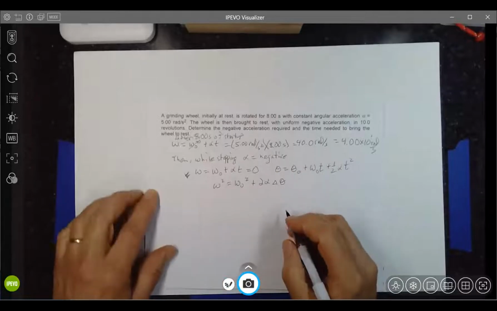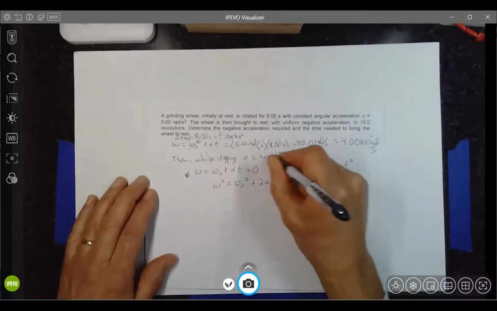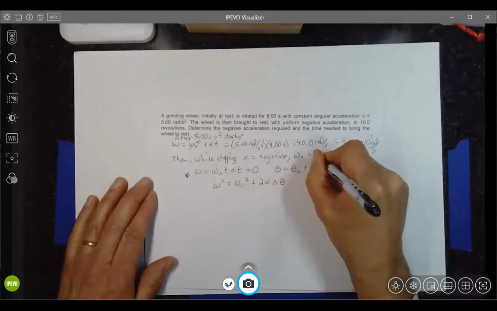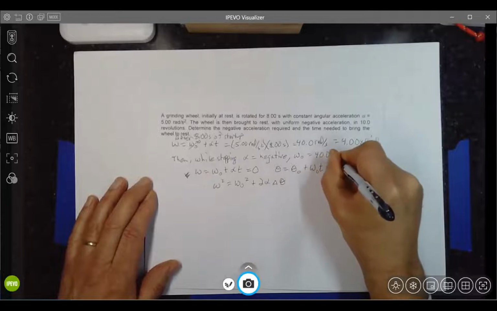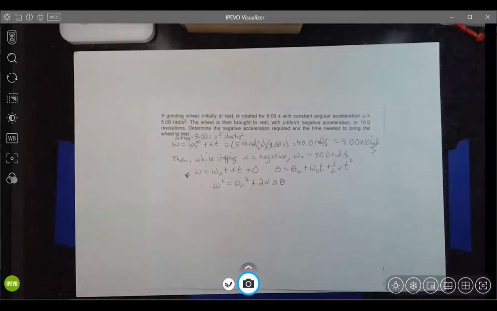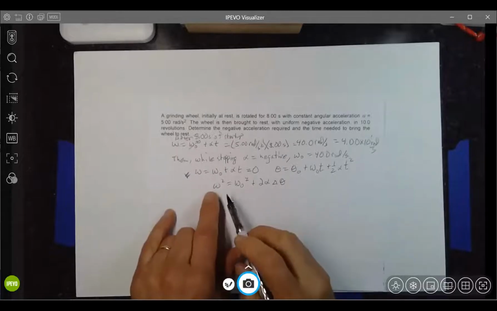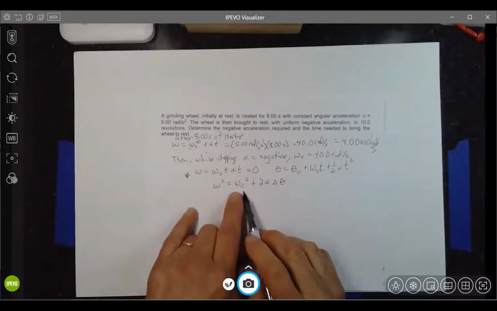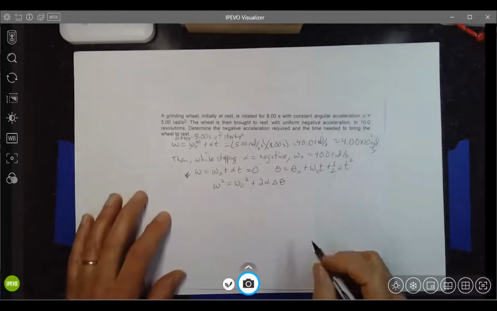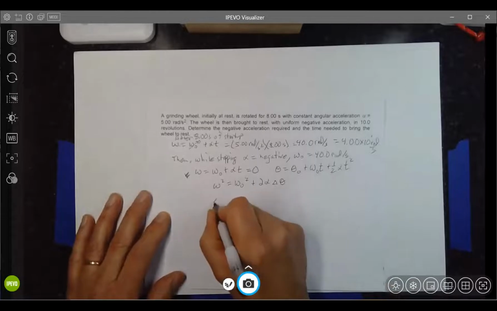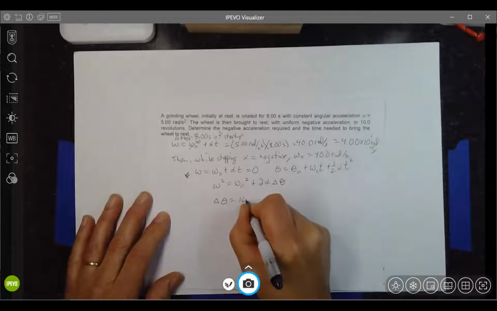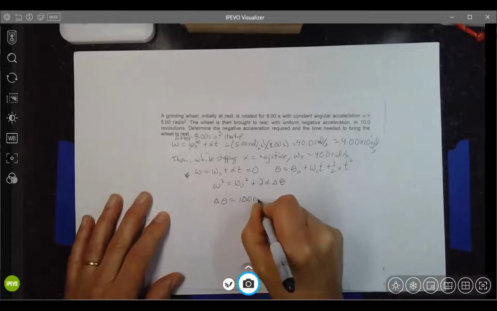It will be for this part. While stopping, alpha is negative and omega naught is 40.0 radians per second. I could do that. Anyway, this will be 0. This is my 40 radians per second. The delta theta is 10 revolutions, but those aren't convenient units, but I can figure it out from those. Delta theta is 10.0 revolutions.